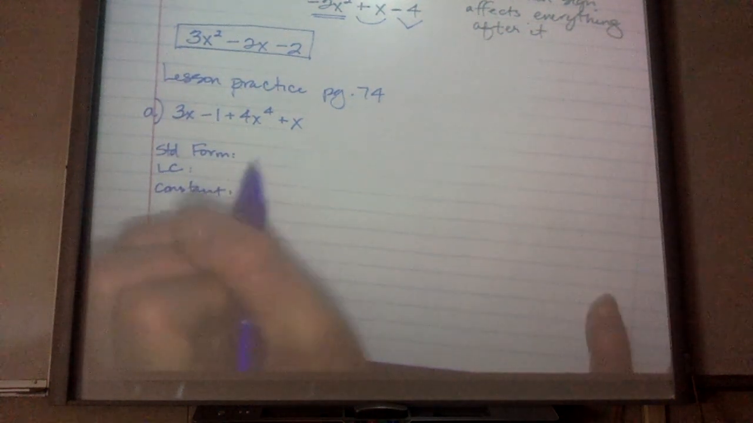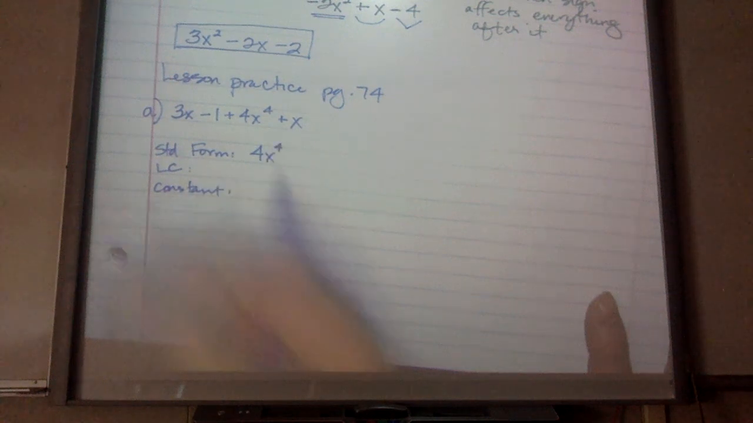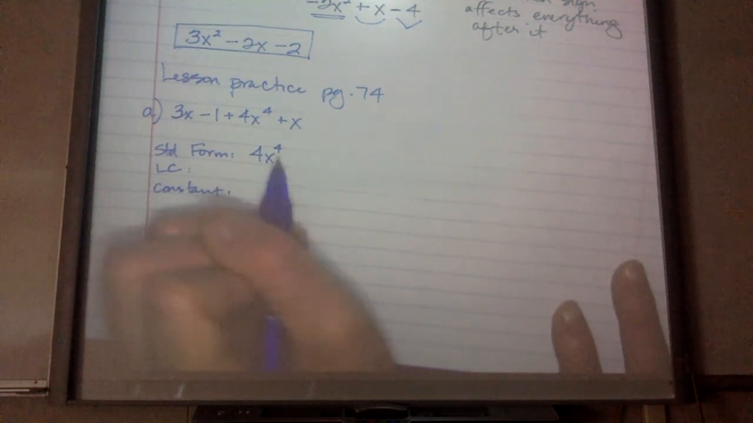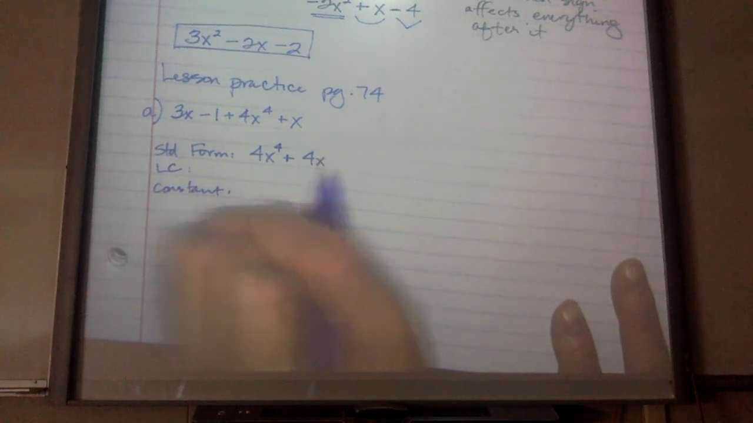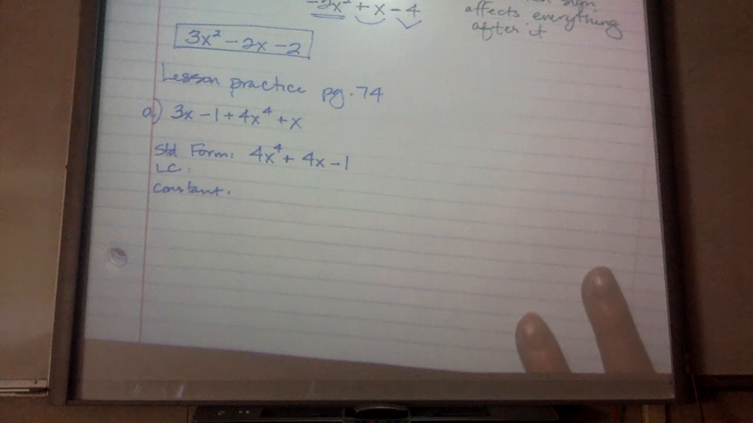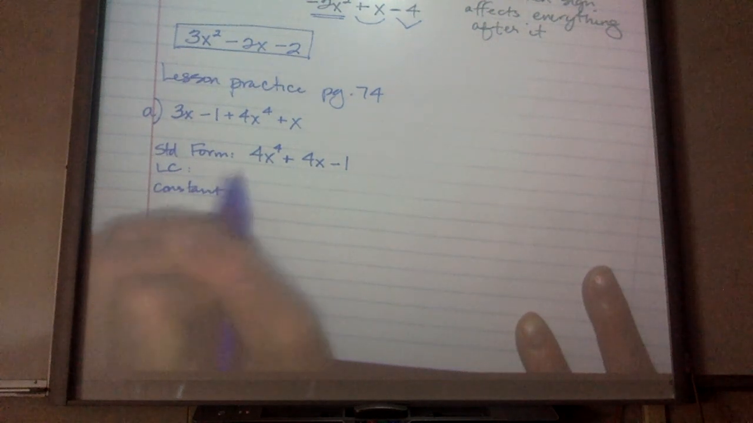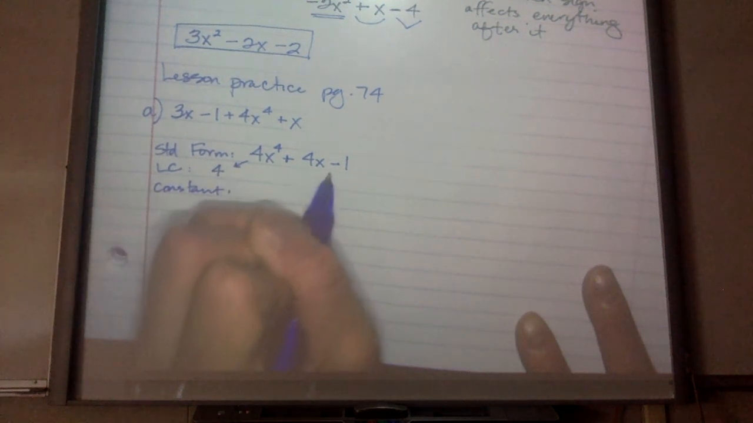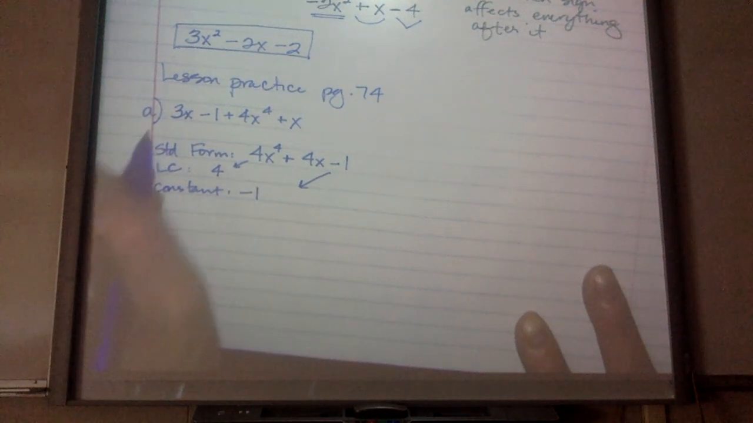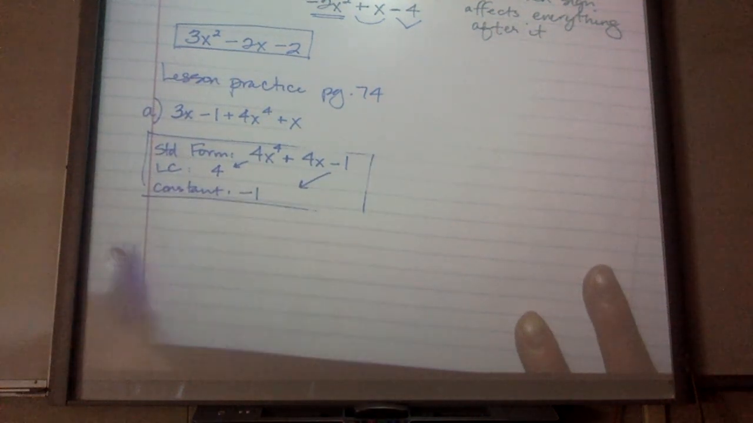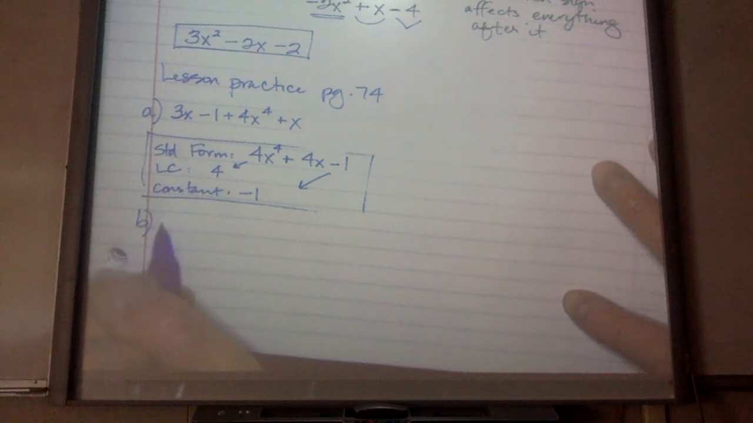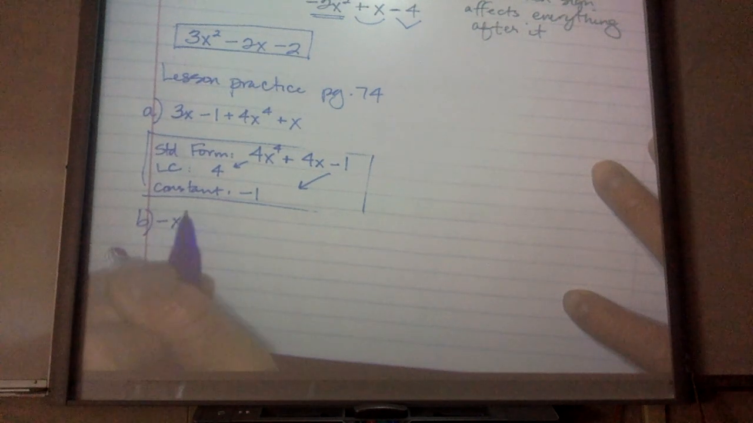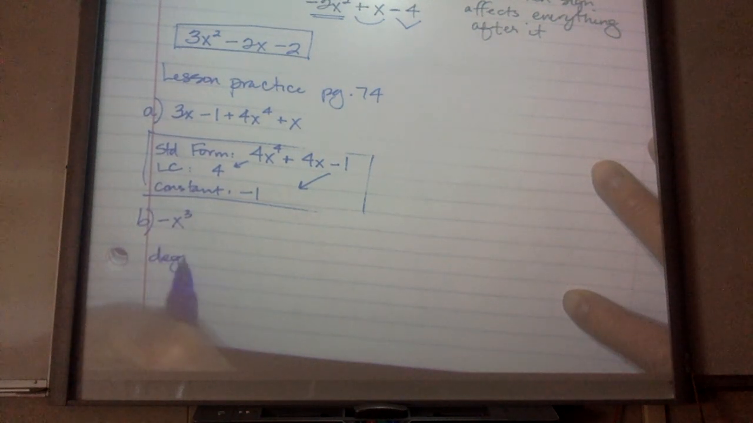So standard form, I would begin with 4x to the 4th, so it has the largest exponent. Plus, I'm going to combine like terms, so that's 4x minus 1. So in this case, my LC is this front number here. And my constant is negative 1. So those are my answers. Part B would like us to classify the following: negative x cubed by degree and the number of terms.